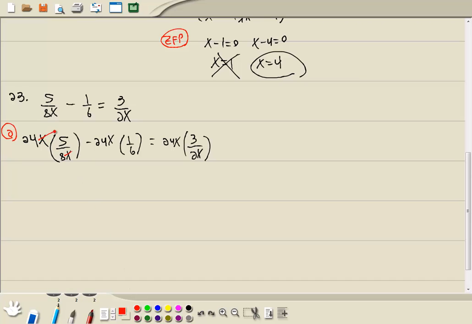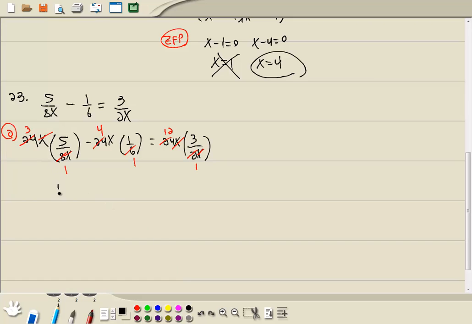Now these x's cancel here. 8 and 24 are both divisible by 8. 8 divided by 8 is 1. 24 divided by 8 is 3. Here, 6 and 24 are both divisible by 6. 6 divided by 6 is 1. 24 divided by 6 is 4. Over here, these x's are going to cancel. 2 and 24 are both divisible by 2. 2 divided by 2 is 1. 24 divided by 2 is 12.